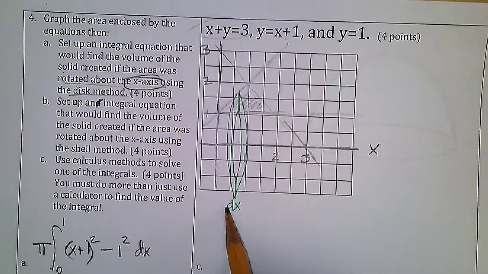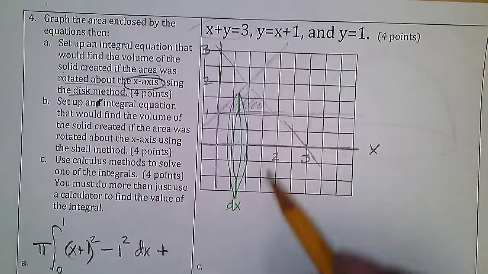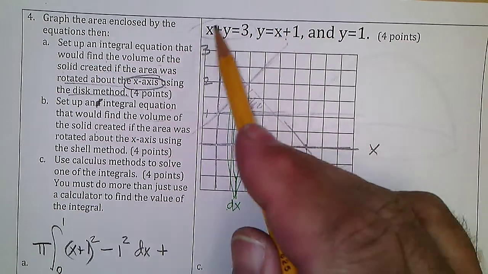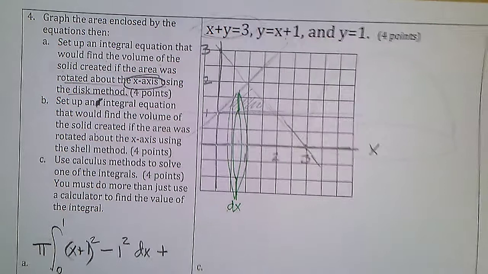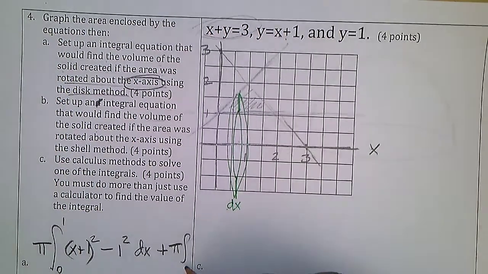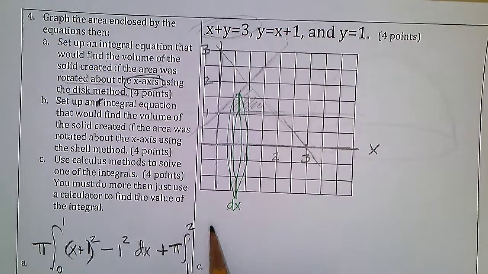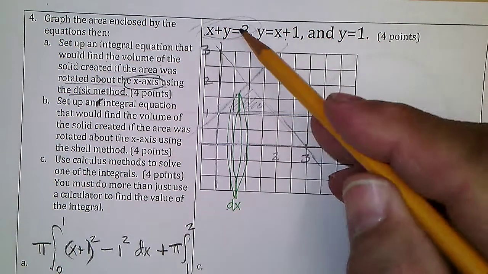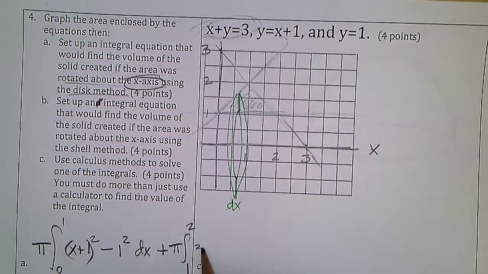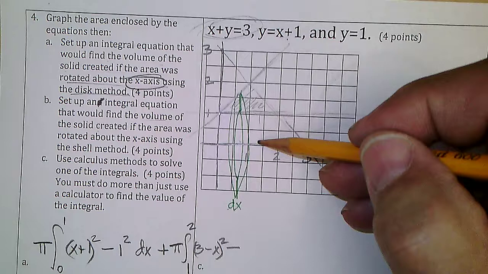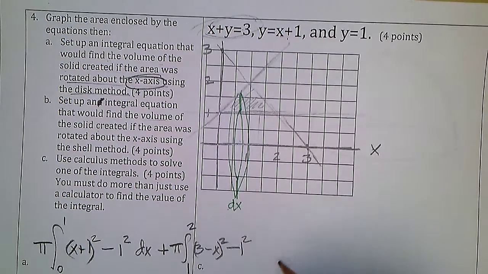dx. But then we would have to add for the discs over here, which are not going to be limited by this line, but by this line. So that would be the integral pi from 1 to 2 of the large radius, which is going to be up to here, 3 minus x, minus the inside radius, which should be 1, squared.